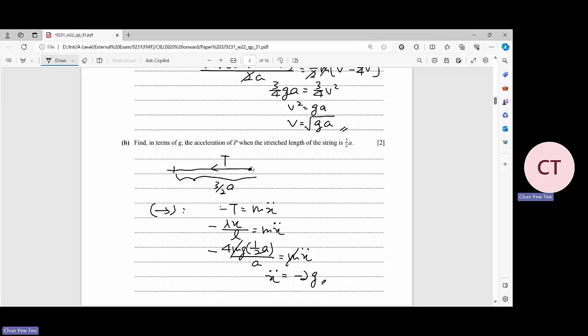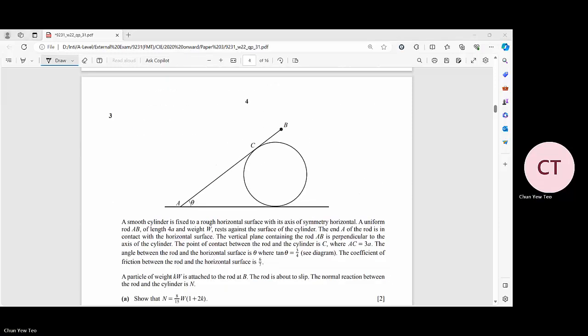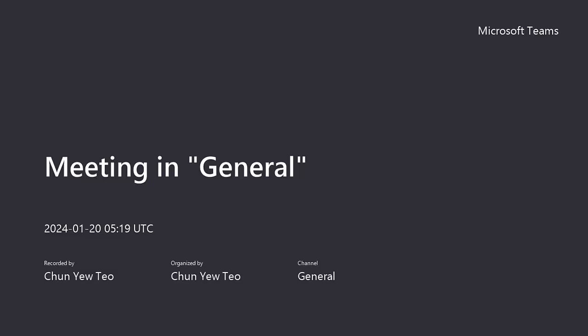Negative means although you are moving in this way, you are having deceleration because the string is pulling the object P and it will slow it down. So the negative 2g means you are having deceleration actually. So this will be the answer for part B. And now move on, question number 3.